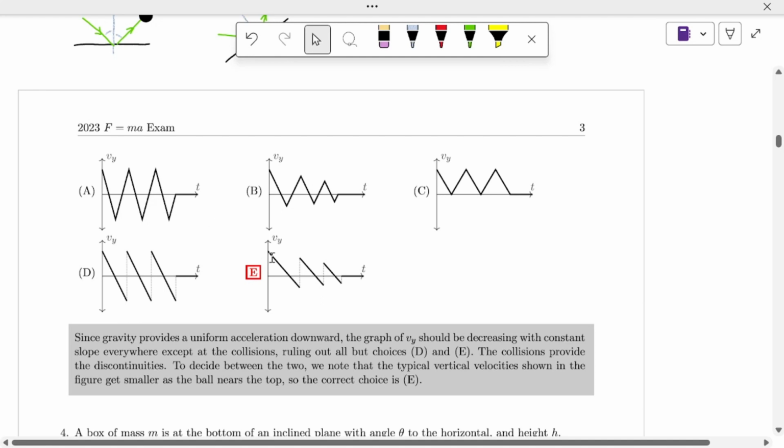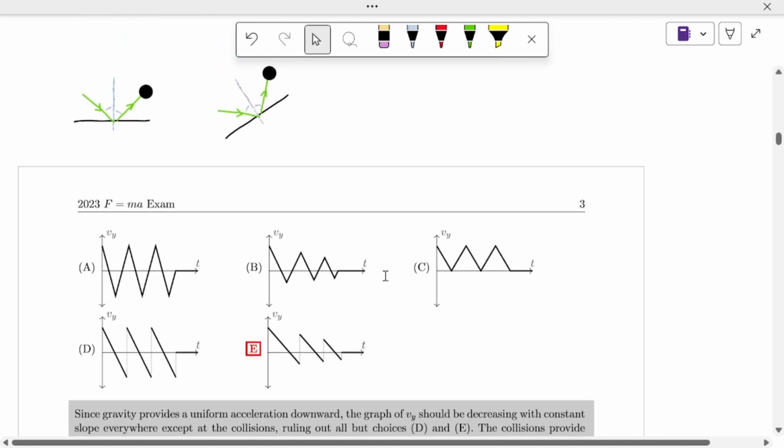The only distinction between the first and the second row is that the second row has an instantaneous jump of velocity at collision, and the top row has a gradual change in velocity that takes a certain amount of time. And D and E correctly describe the collision.